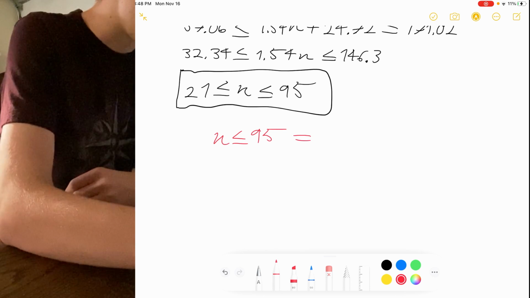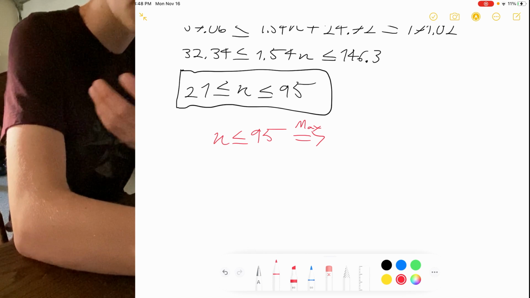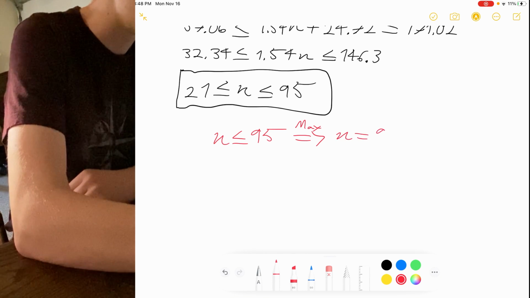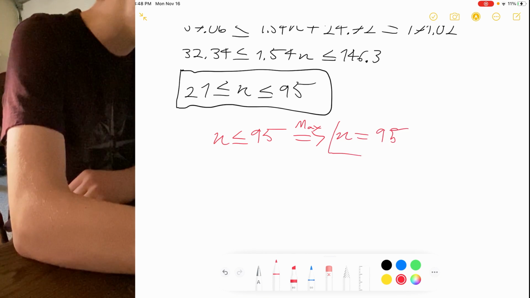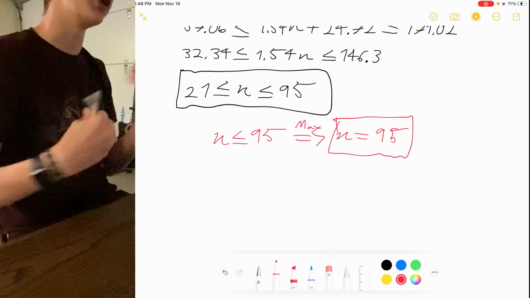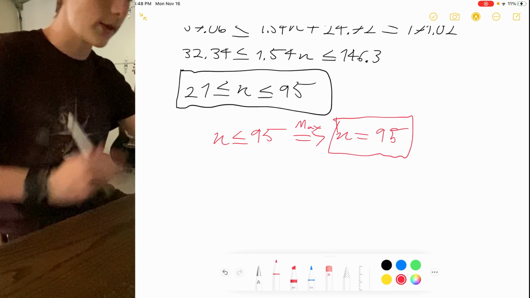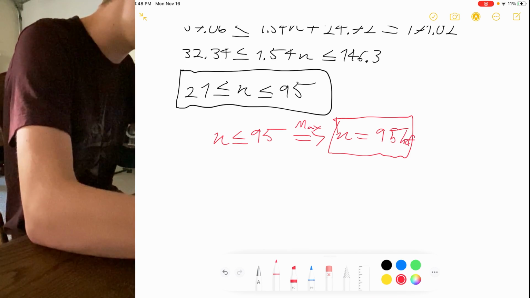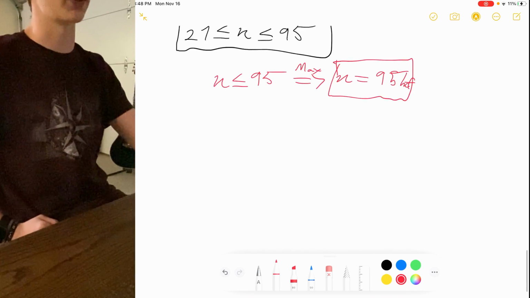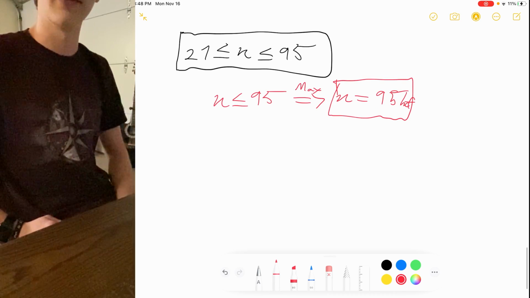So for the max, right, if we wanted to get the maximum amount that he can use, then N would be equal to 95, right? That's the most water he can use while still being in that normal usage tier. And that's in HCF too. Your physics professor would kill you if you left that off.